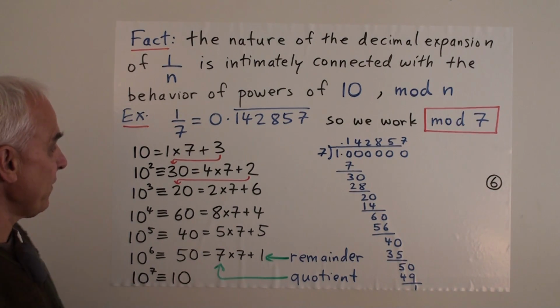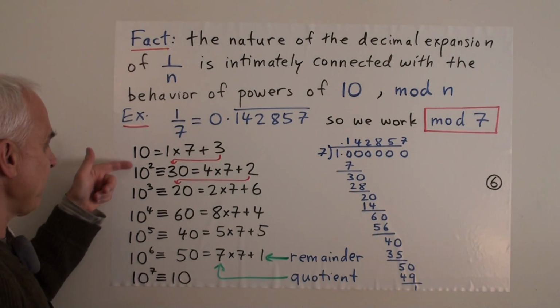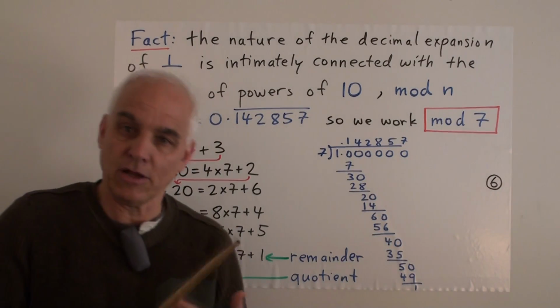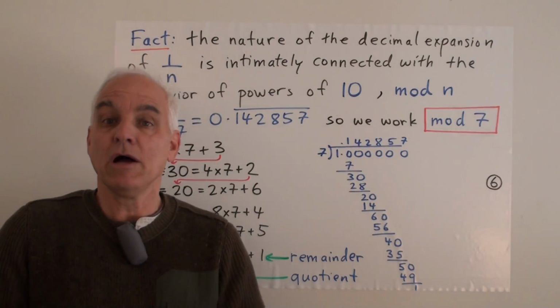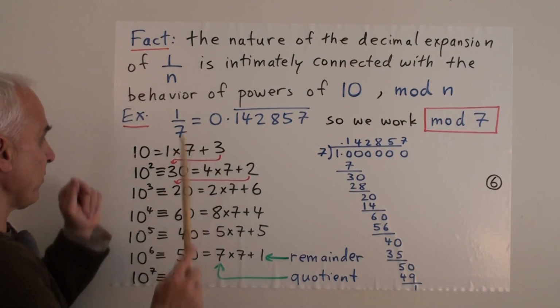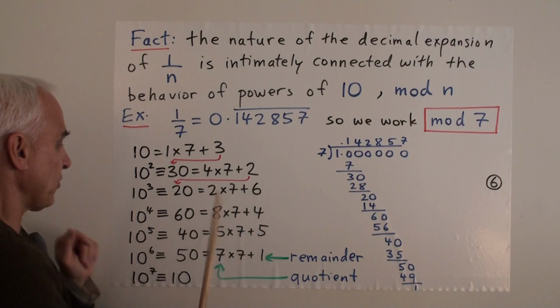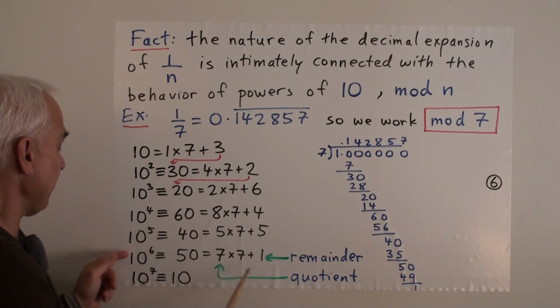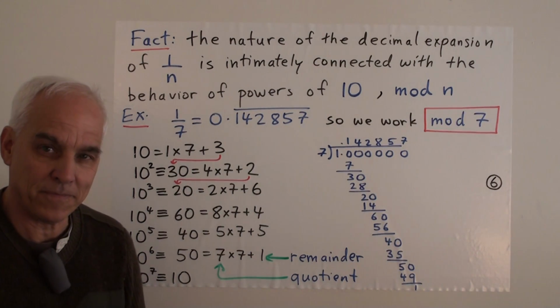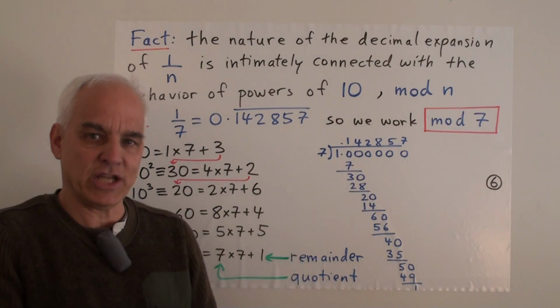So I want you to observe that the remainders that we're getting here are just what the various powers of 10 are congruent to mod 7. So 10 is congruent to 3, 10 squared is congruent to 2, 10 cubed is congruent to 6, 10 to the 4th is congruent to 4, 10 to the 5th is congruent to 5, 10 to the 6th is congruent to 1. That's just multiplying by 10 at each stage.